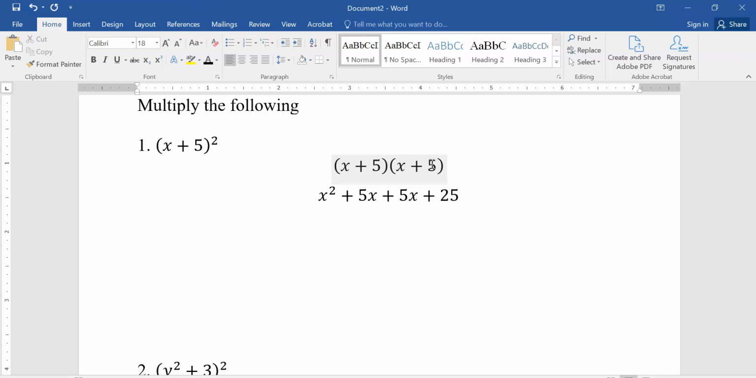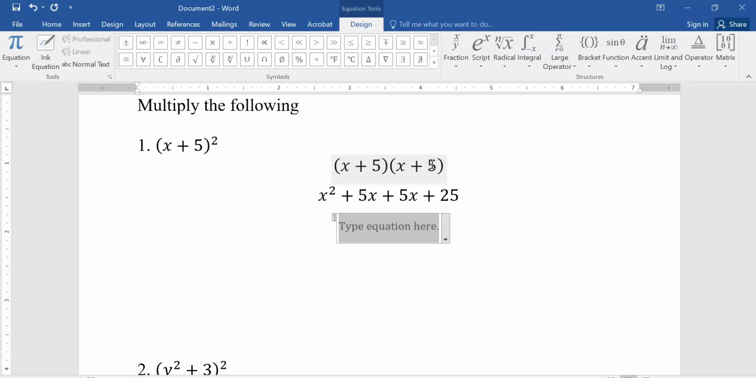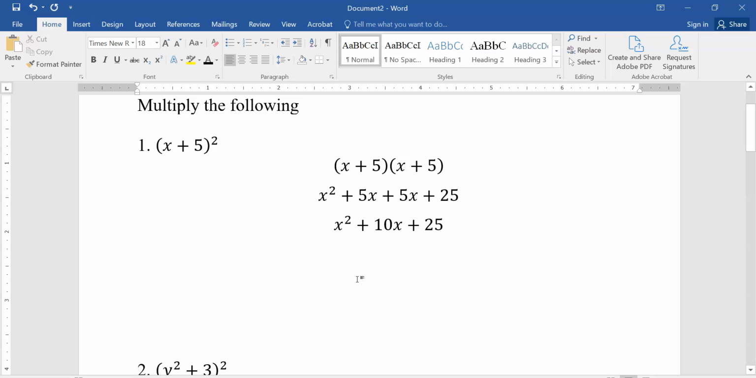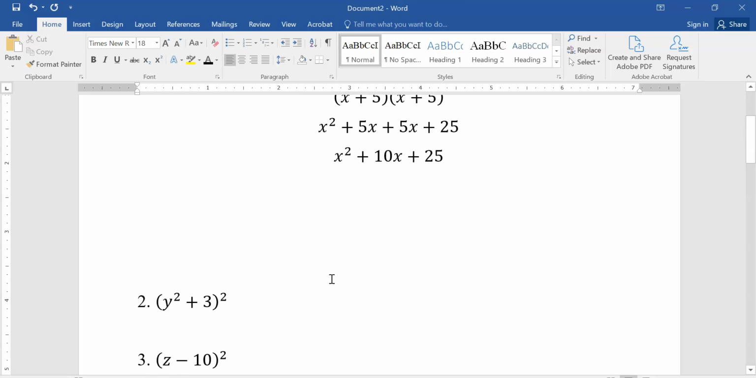By the way, sometimes people memorize unique formulas for this. I don't. I like to just multiply polynomial times polynomial like we did in the first 2 parts of lesson 3-4. So here our final answer is going to be x squared plus 10x plus 25. All right. And there you go.